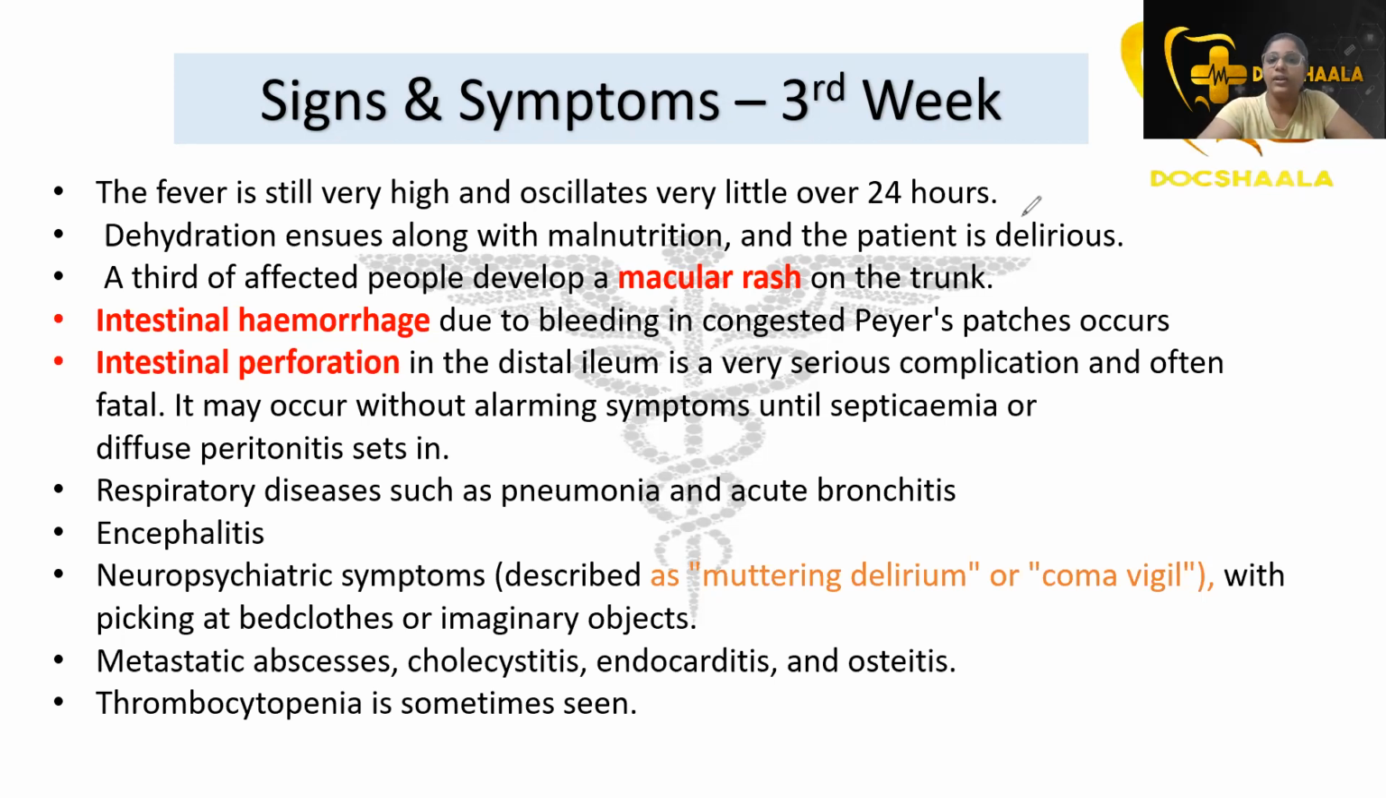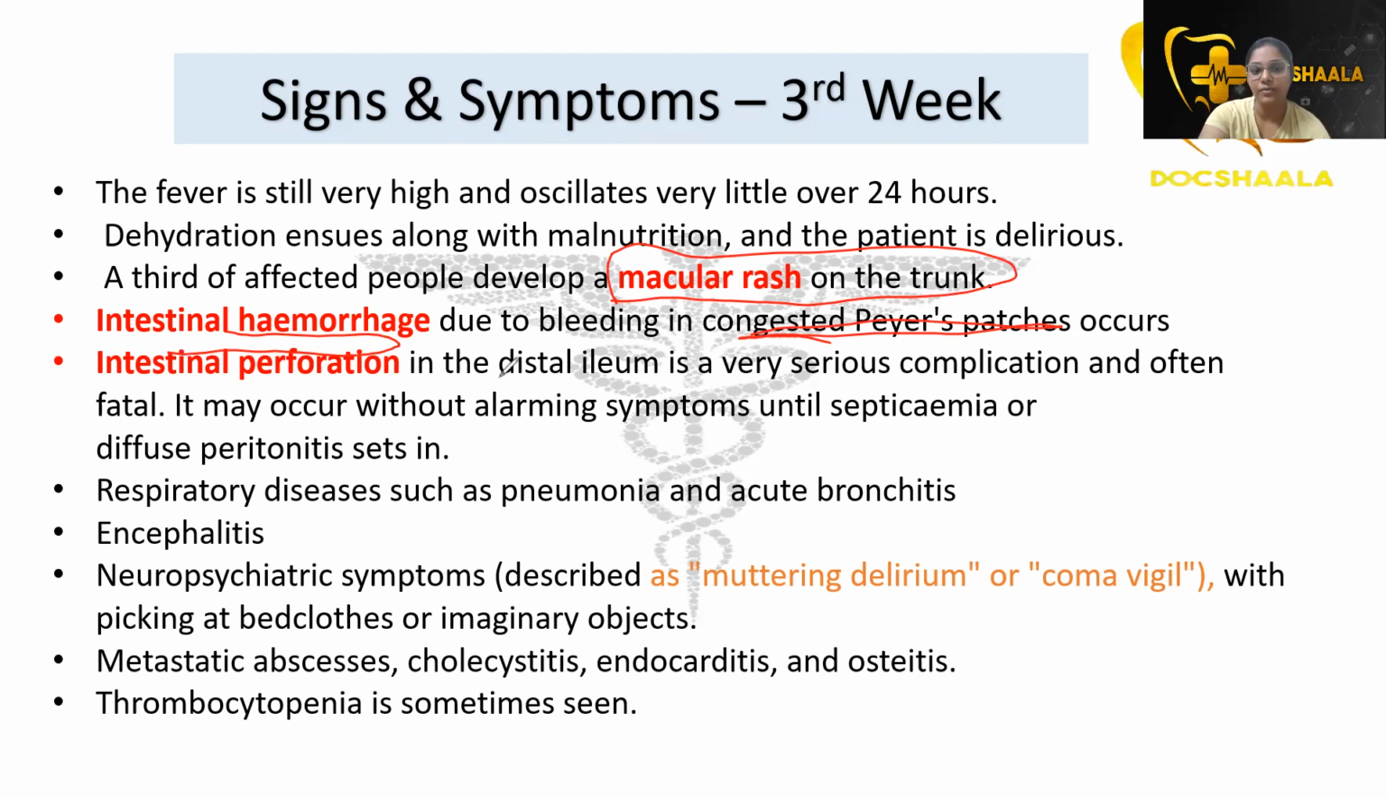A third of patients are affected with a macular rash. These are rose spots, and because of them the patient may have itching. It progresses into a rash, but only in one third of the population, on the trunk region, especially a macular rash on the trunk. Then intestinal hemorrhage occurs due to bleeding in congested Peyer's patches. By the time the disease progresses, the Peyer's patches in the intestines become congested.